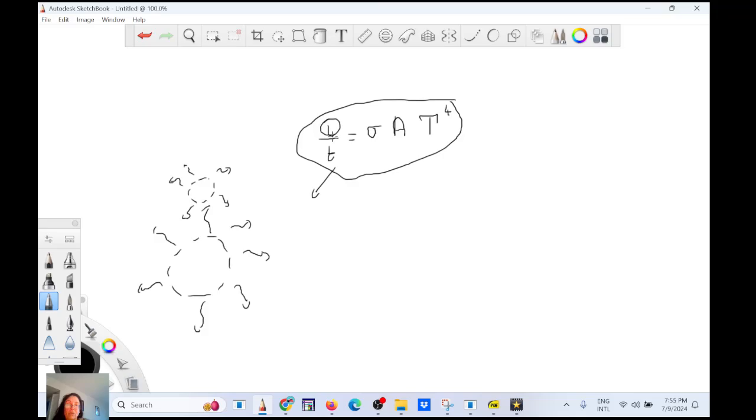So that will be Q over t, in watts. So that's going to be joules per second. Area is in meters squared, and temperature will be in Kelvin. Now, that will be a perfect black body, but if it's not perfect, then you need to add another constant here, E, and E will be between 0 and 1. So E equals 1 means that it's a perfect black body.